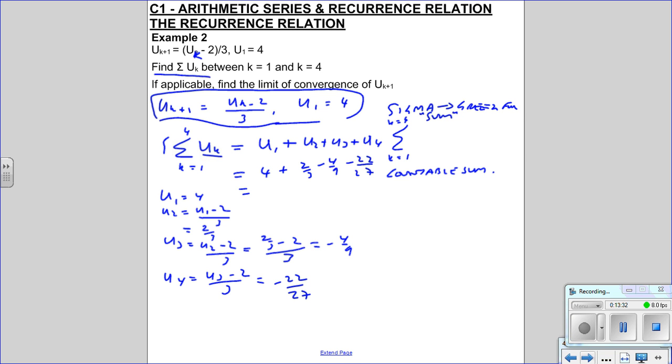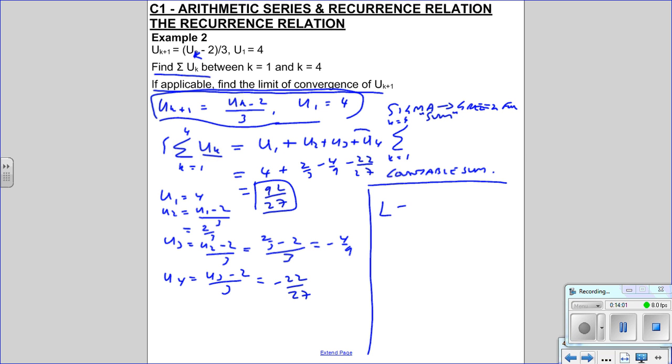Now if I add them all together, hopefully you're doing this too, I get 92 over 27, okay? Done. And again, it's asking us to find the limit of convergence of this thing. So if I kept finding new terms, u5, u6, u7, u a million, will this converge to a single number? Well, like we said, remember the last term, the infinitely many terms on, we call that L. The previous term before that's still going to be L. And then we'll see if we can come up with an equation for L.